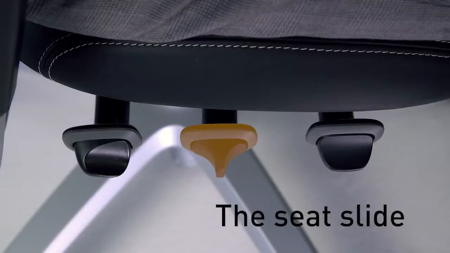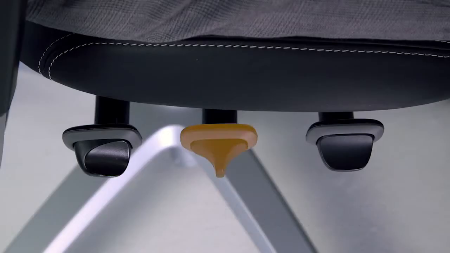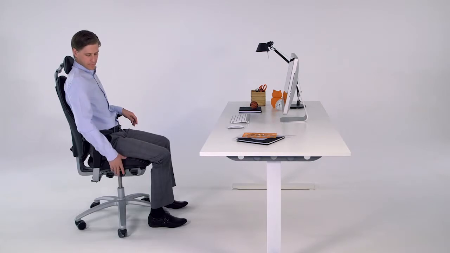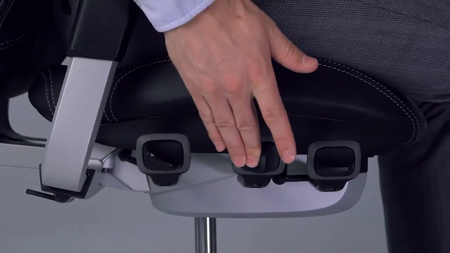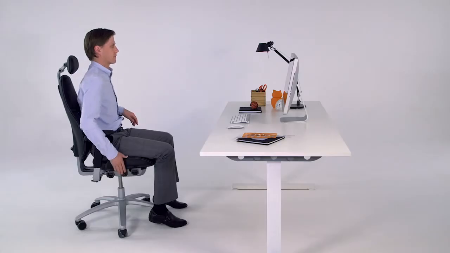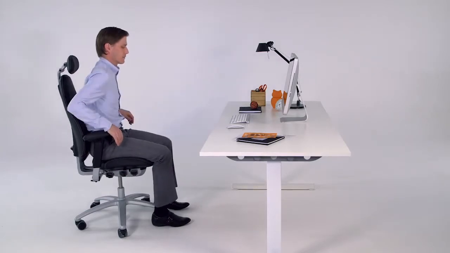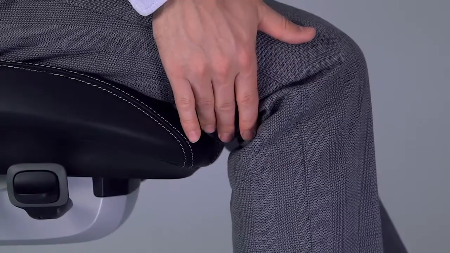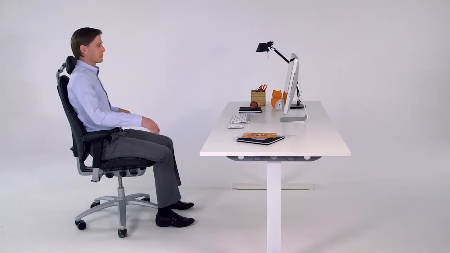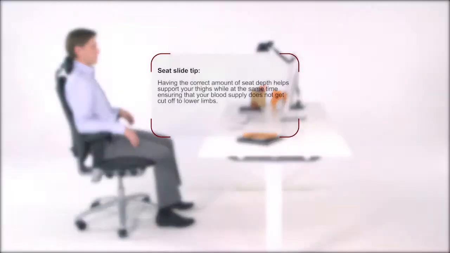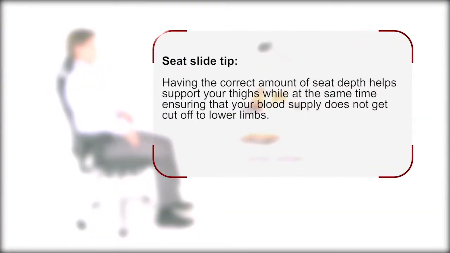The seat slide. Push the middle lever forwards or backwards to release the seat slide and set to the correct length for you. Ensure that there is some space between the front edge of the seat and your lower limbs. 1 or 2 inches is usually good. Having the correct amount of seat depth helps support your thighs, while at the same time ensuring that your blood supply does not get cut off to lower limbs.